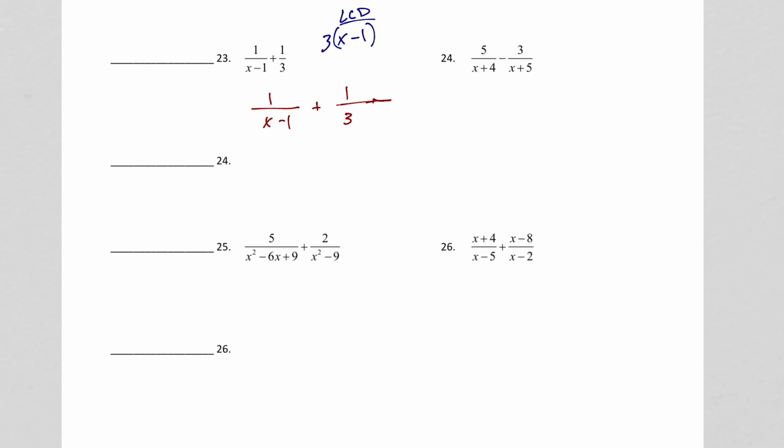Now, I need to make this a 3 times x minus 1, so I've got to multiply the top by 3 as well. In other words, I multiplied both the top and bottom by 3. And then I have to make this look like this, so I have to multiply by x minus 1 on the top as well. So now on the top, I've got 3 plus, when I distribute a 1, it just stays x minus 1, over, now I have a common denominator of x minus 1. And finally, I combine like terms, and this gives me an x plus 2 over 3 times x minus 1.